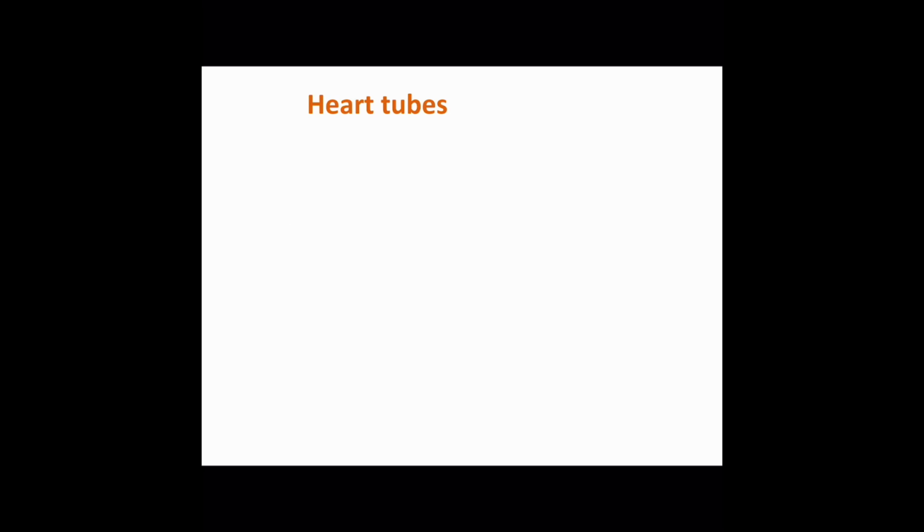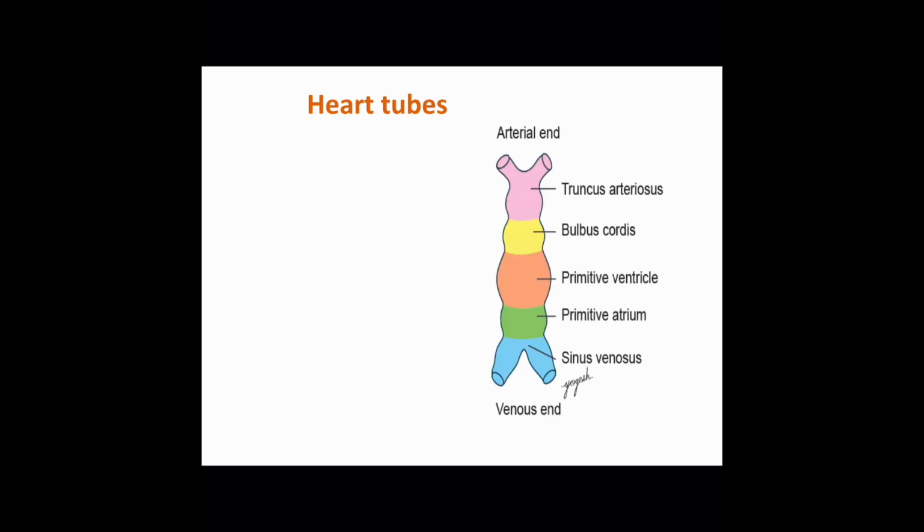So initially there are two heart tubes, and these two heart tubes will fuse with each other craniocaudally, but the caudal-most portion remains unfused. This is the cranial end, this is the caudal end, and the caudal portion remains unfused. This tube shows dilatations. These dilatations are the bulbus cordis, primitive ventricle, primitive atrium, and the unfused part, that is the sinus venosus.